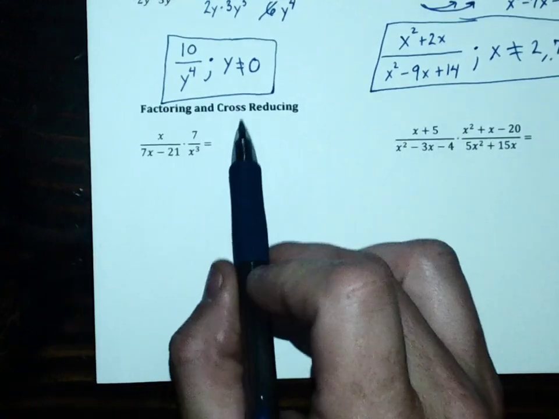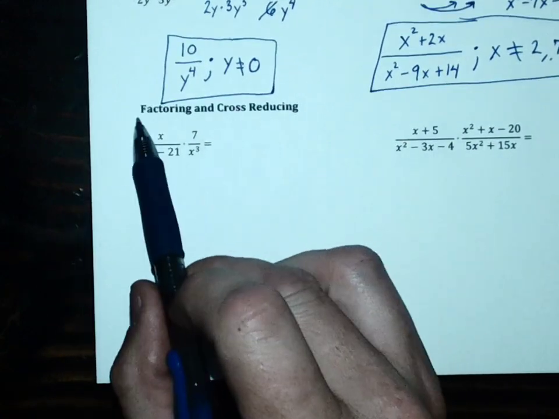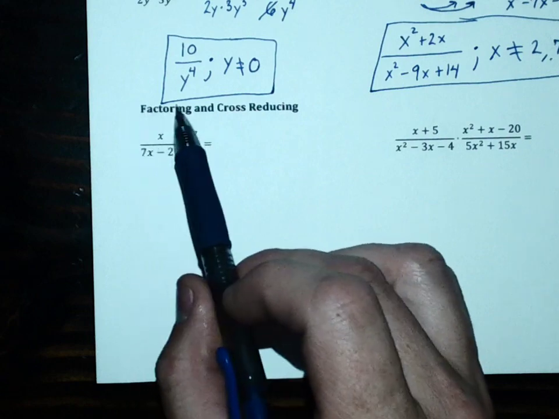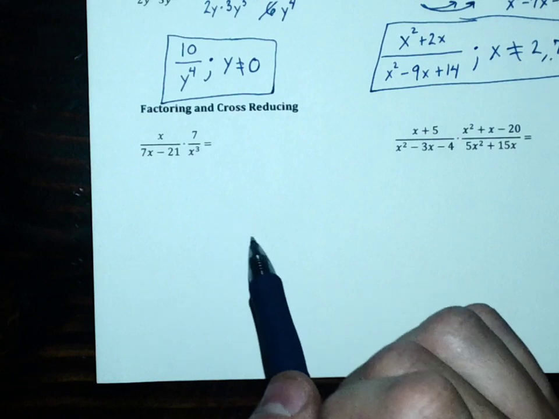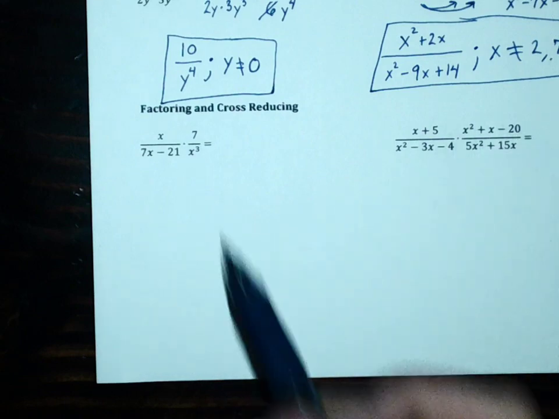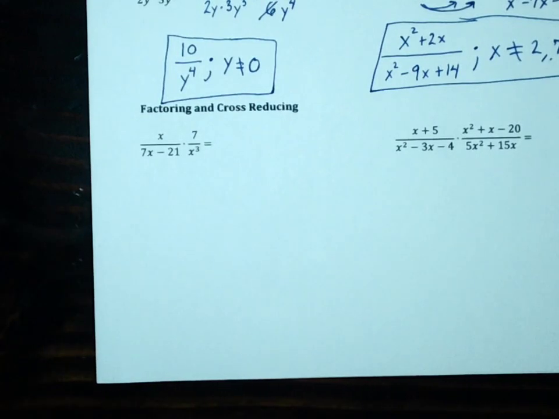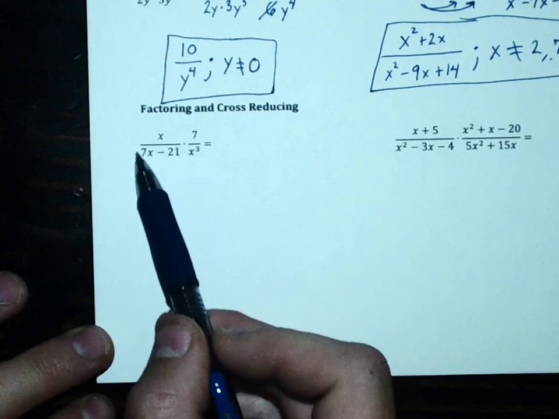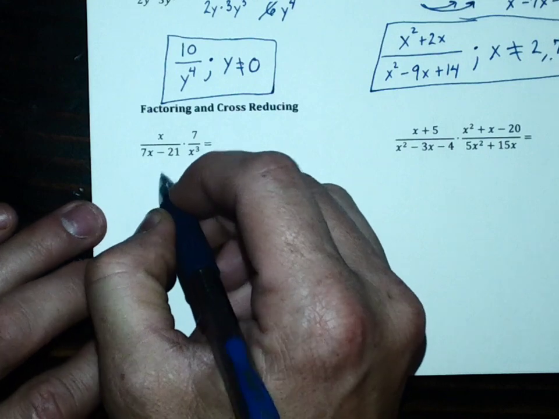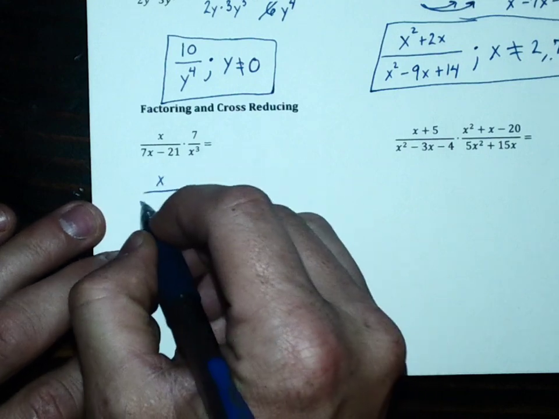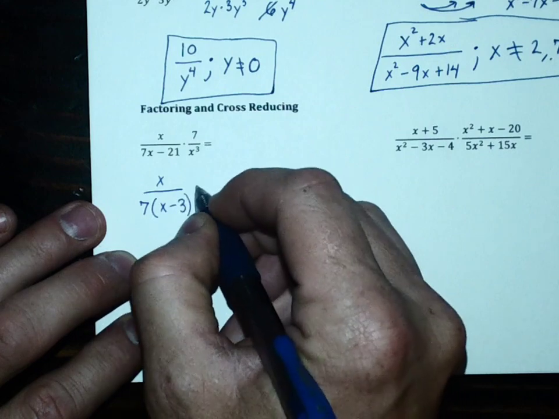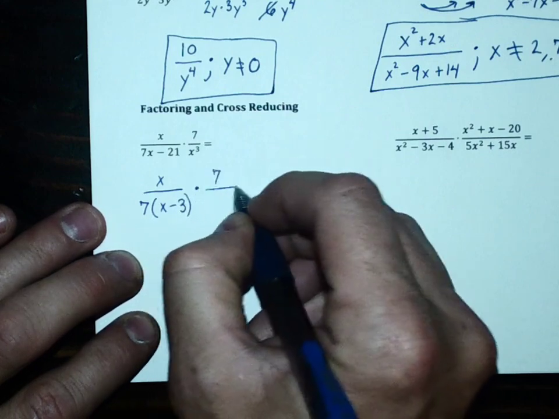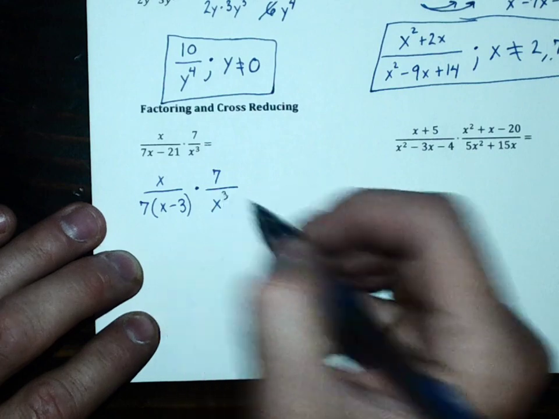Now we're going to have cross-reducing, and you'll recognize it first says factor. Factoring is extremely important in this chapter. So we're going to factor anything and everything that can factor. The only thing that can factor is this thing down here. So we're going to have x divided by 7 outside of x minus 3. That gets multiplied to 7 divided by x to the third.